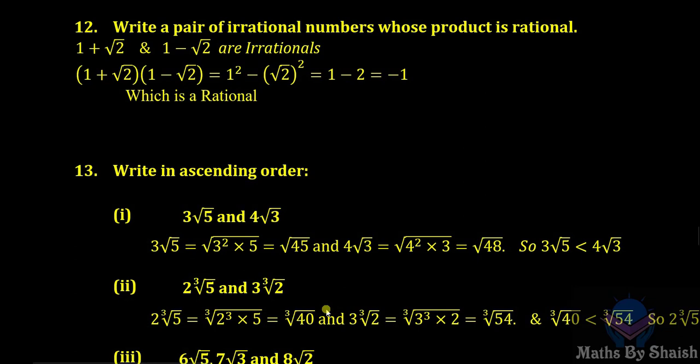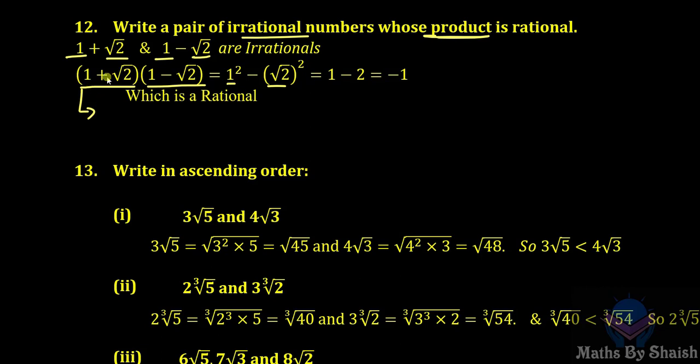Now the last one, as I have discussed, write a pair of irrational numbers whose product is rational. So in this type of question, we only need to get the same terms with the different sign. So here it is 1 plus root 2, here it is 1 minus root 2. If we multiply them, we will get the identity (a plus b)(a minus b) as a square minus b square.